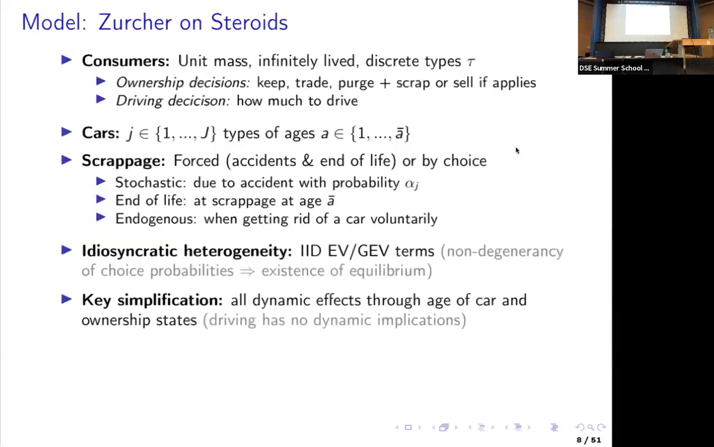So here it is. Okay, so here's the model. We attempted to call it circular steroids. Okay, so there's going to be consumers, unit mass, infinitely lived, so infinite horizon. There are going to be different types of consumers, rich and poor, people with longer or shorter commutes.